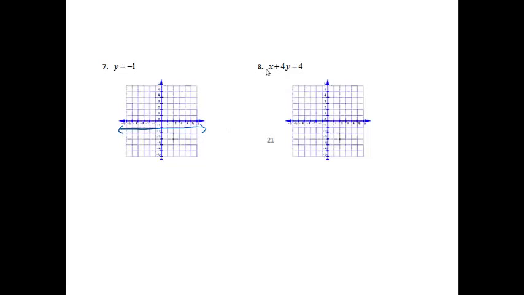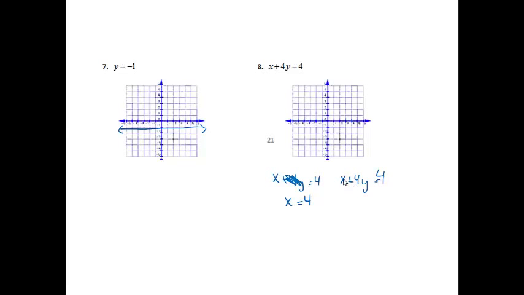And then the last one, x plus 4y equals 4. Since it's not solved for y, we will go ahead and write it 2 times. And I know some of you do this on the same one, that's fine. The first one, to get the x-intercept, we'll let the y be 0, and I simply just have x equals 4. So we can go over on the x-axis at 4 and put a point.